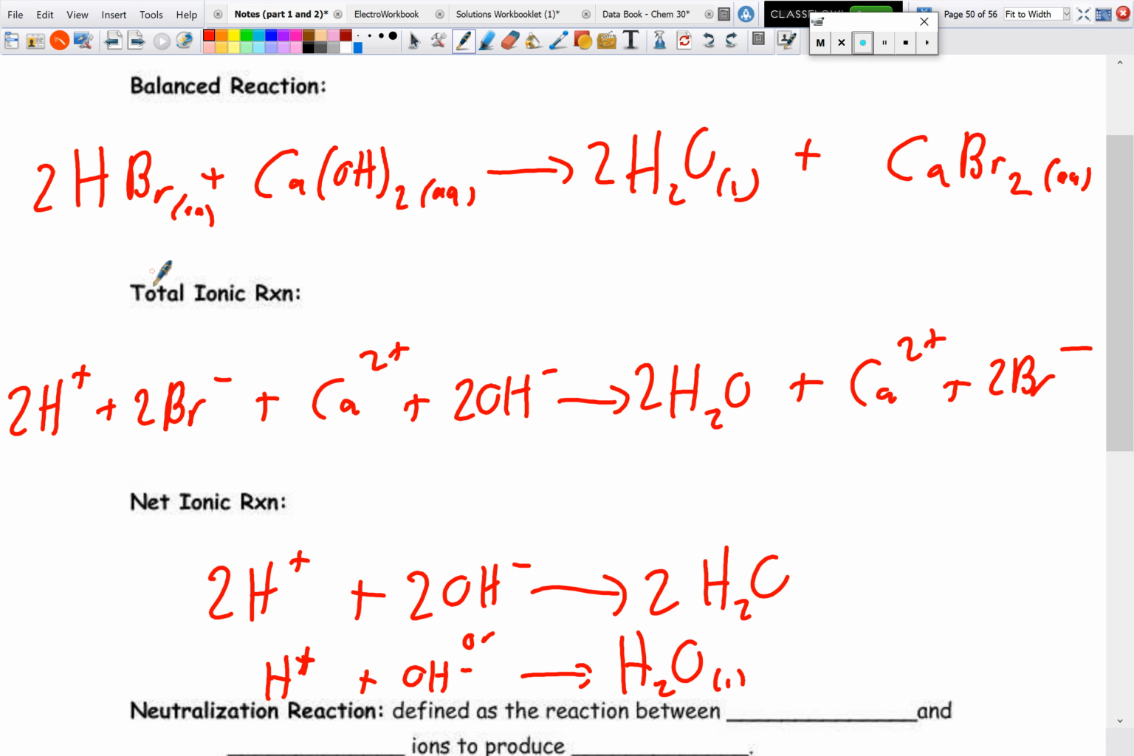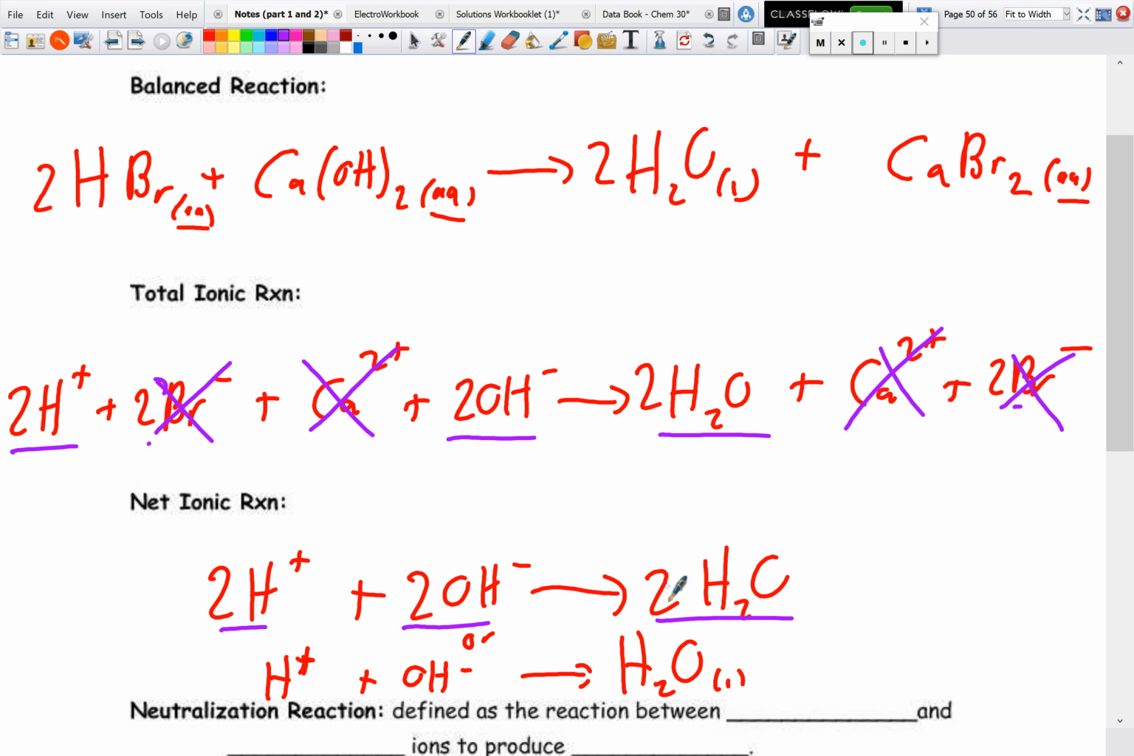Alright, and hopefully you got something like this. Our balanced reaction: 2HBr plus Ca(OH)2 produces 2 waters and calcium bromide. Now if you check the solubilities, strong acid, ionized 100%, soluble ionic compound, going to dissociate. Same thing, calcium bromide, soluble ionic compound, is going to dissociate. So our total ionic, when we dissociate everything that can be dissociated and ionized, is going to look like this. And then of course we'll notice that our bromine ion didn't do anything. It stayed the same. Our calcium ion also stayed the same, and the only reaction that occurred looks like this.